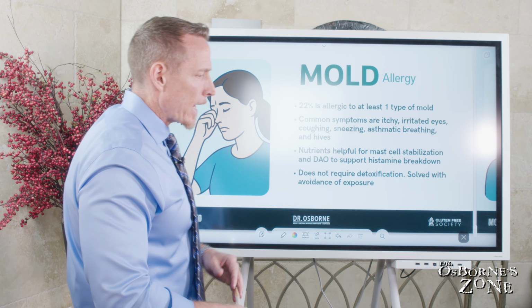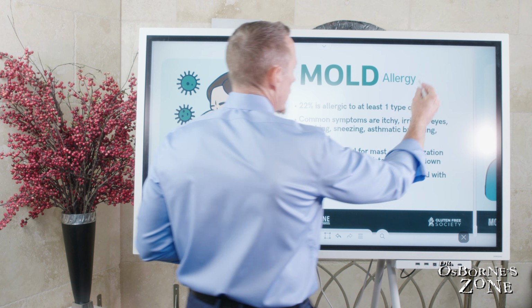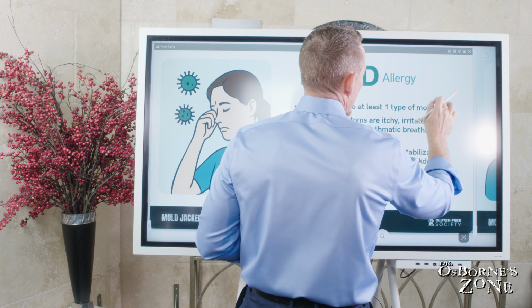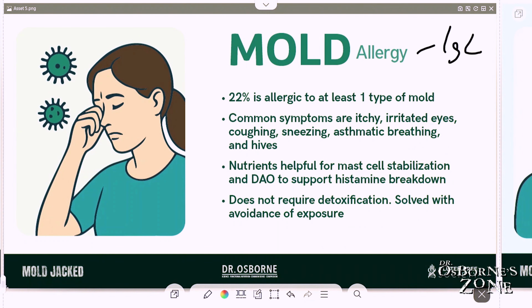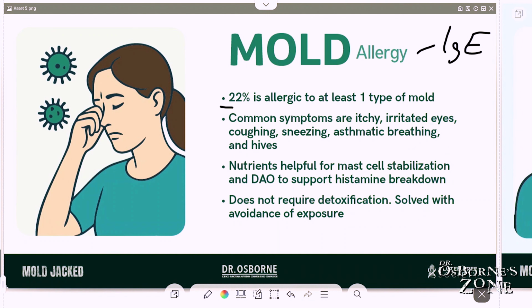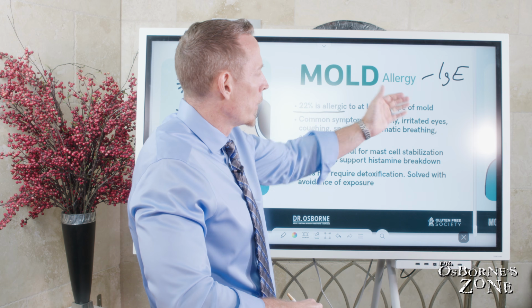Now, if you've ever had an allergy environmentally, like a ragweed allergy, dust, pollen, dander, that type of thing, this is what we're really talking about, an IgE allergy response. So if you've ever been to an allergist and had a skin prick test done or had a blood test done measuring IgE antibodies to different things, this is what we're referring to. Now, research shows that at least 22% of the general population is allergic to at least one type of mold.